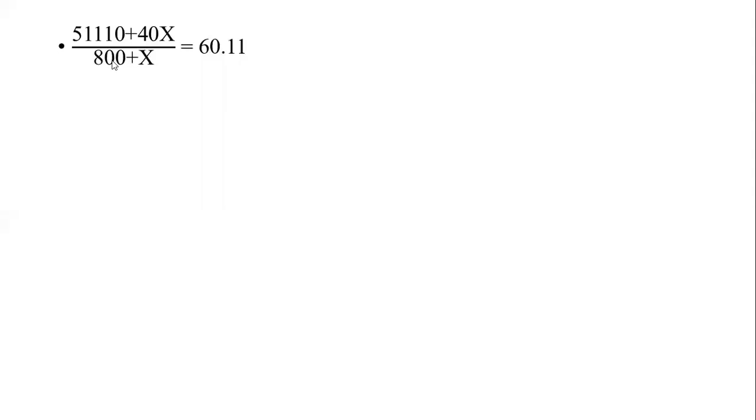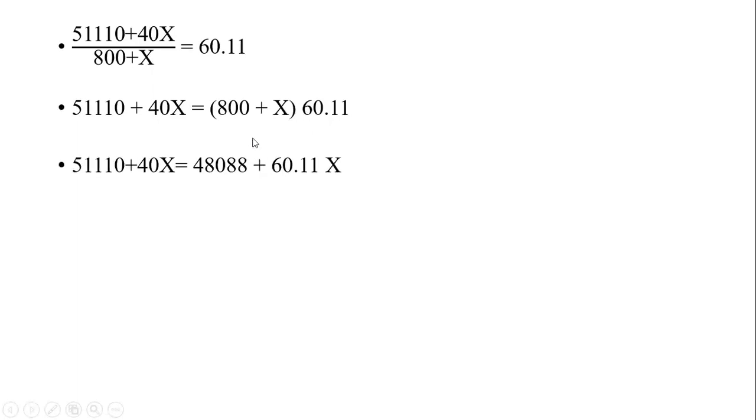Now just take the denominator term towards the right hand side. So you will get the equation like this. The numerator, that is 51,110 plus 40X, is equal to 800 plus X into 60.11. Now to do the calculations, 51,110 plus 40X is equal to 800 into 60.11, that is 48,088. Okay, let's check the calculations side by side. It is 48,088 plus 60.11 into X, that is 60.11X.